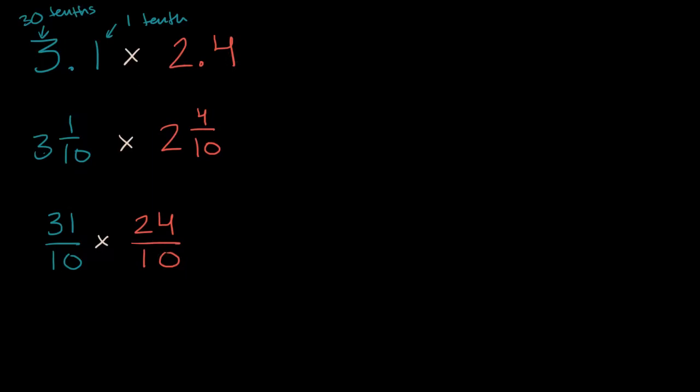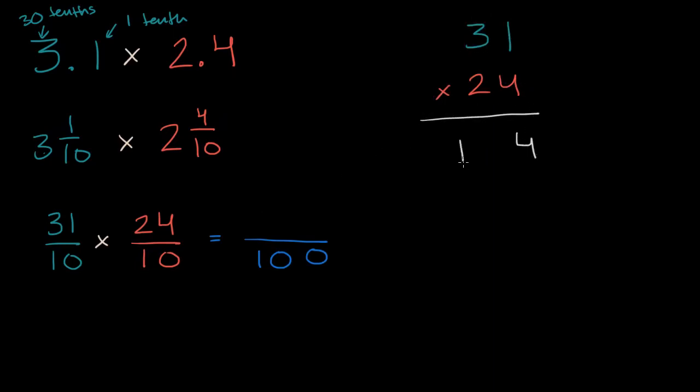And now we can multiply. So our denominator is pretty straightforward: 10 times 10 is 100. And then 31 times 24, we can multiply in the traditional way that we're used to multiplying two-digit numbers. 31 times 24 is going to be equal to 4 times 1 is 4. 4 times 3 is 12.